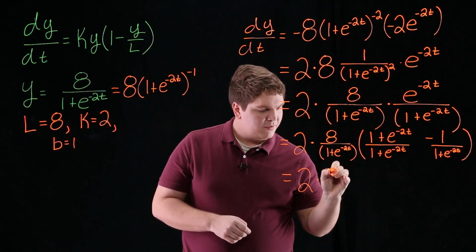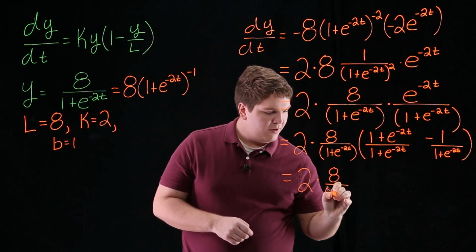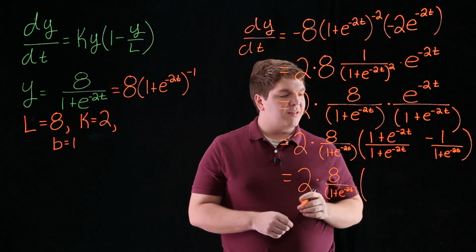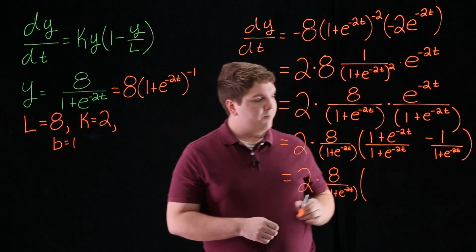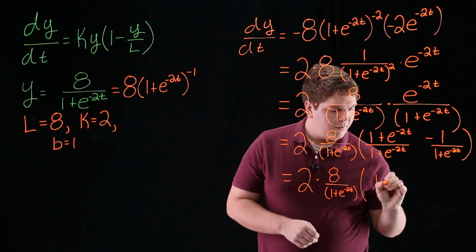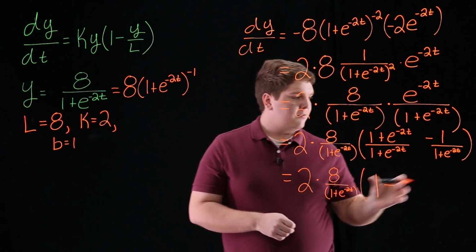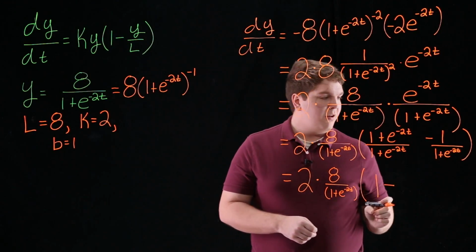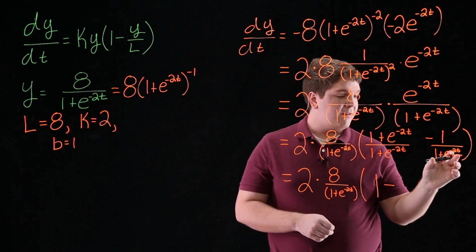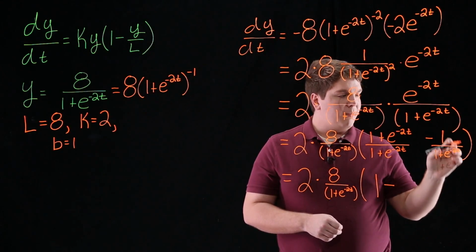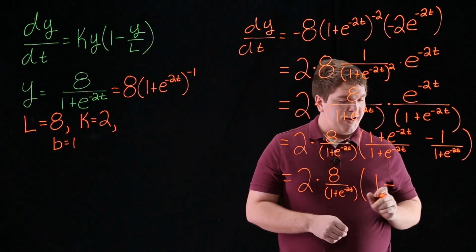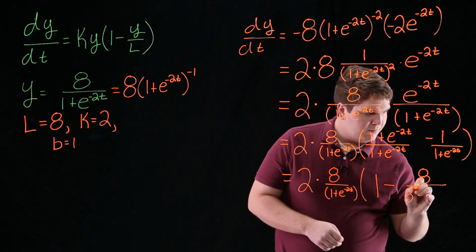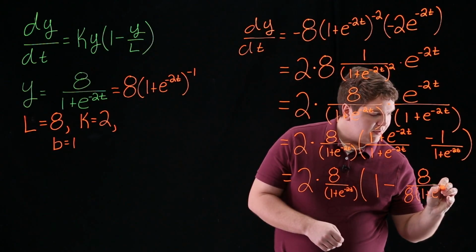This is 2 times 8 divided by 1 plus e to the negative 2t. Now 1 plus e to the negative 2t divided by 1 plus e to the negative 2t is 1. And now I want to somehow write this as y divided by L. So I know that in this case L is 8, so let's multiply both the numerator and denominator by 8. So I'll have 8 divided by 8 times 1 plus e to the negative 2t.